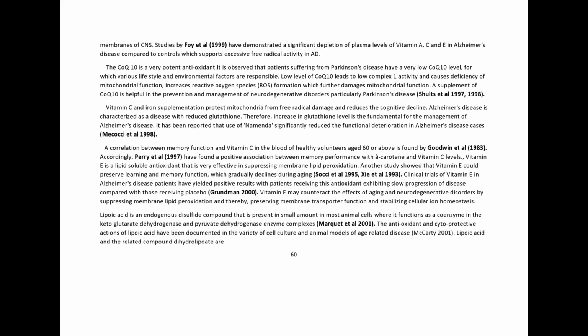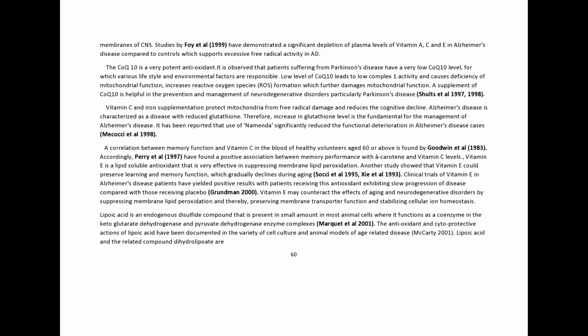A supplement of CoQ10 is helpful in the prevention and management of neurodegenerative disorders, particularly Parkinson's disease, Schultz et al. 1997, 1998. Vitamin C and iron supplementation protect mitochondria from free radical damage and reduces the cognitive decline. Alzheimer's disease is characterized as a disease with reduced glutathione. Therefore, increase in glutathione level is fundamental for the management of Alzheimer's disease. It has been reported that use of Namenda significantly reduced the functional deterioration in Alzheimer's disease cases, McCaughey et al. 1998.